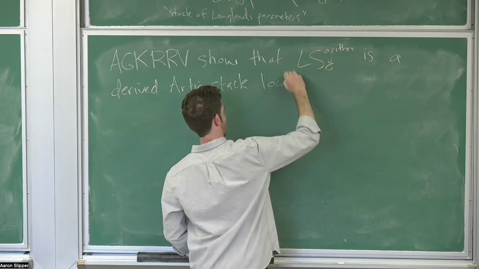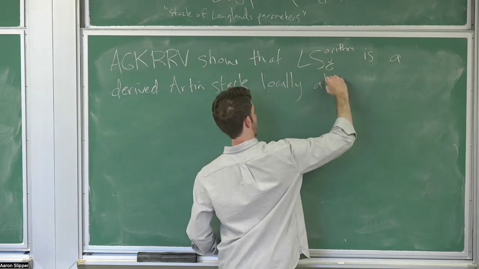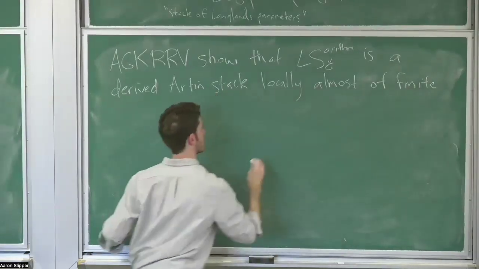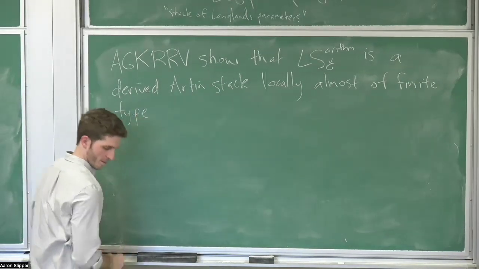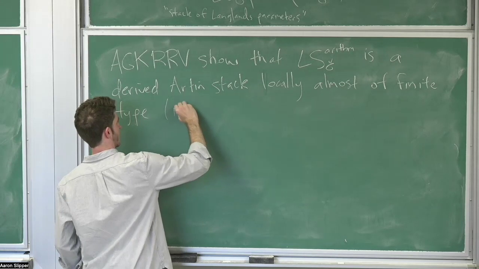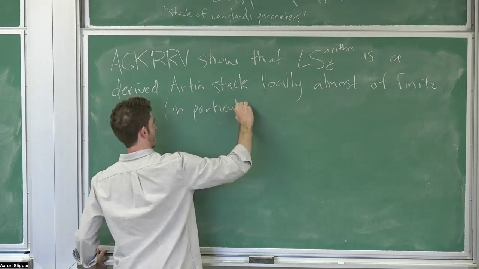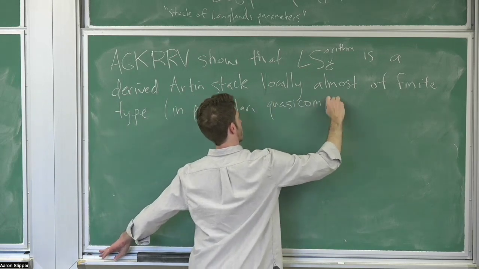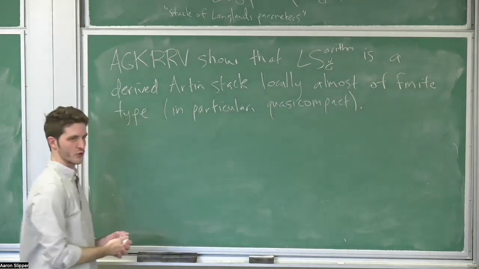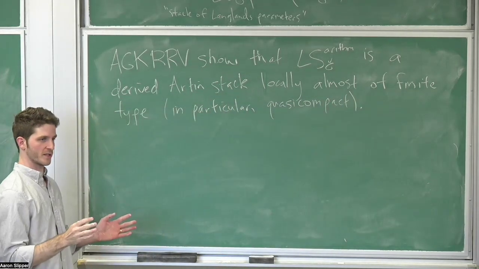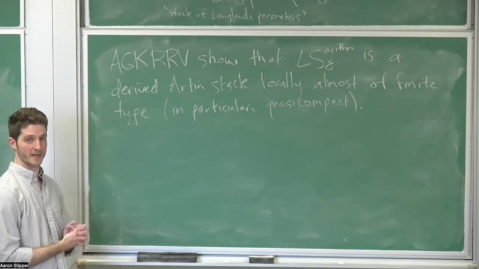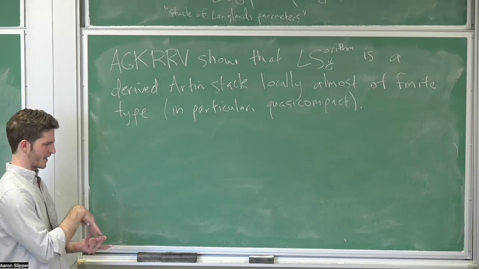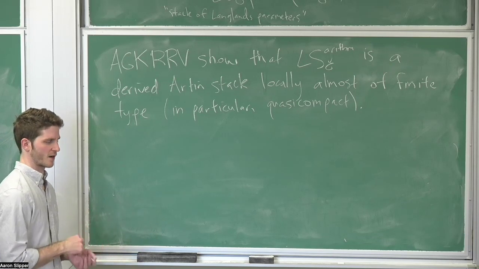Locally, here's some DAG mumbo jumbo for you. Locally almost of finite type. I'll elaborate a bit on what this means. But I should say in particular, part of the statement is that it's quasi-compact. Again, very much unlike Locsys restricted, which had infinitely many connected components. This thing will have finitely many connected components. Because you should think there are only finitely many semi-simple local systems that are kind of arithmetic, right?